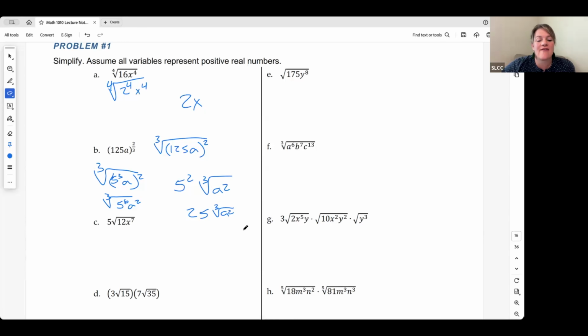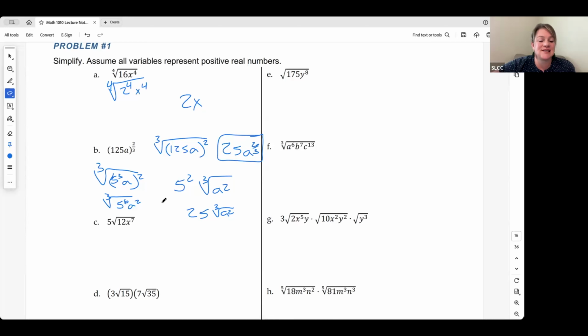You can put this back into fractional exponent format. If that's how they started, maybe that's how they want to finish, and that's completely fine. So when I'm done, I will have 25a to the 2/3.